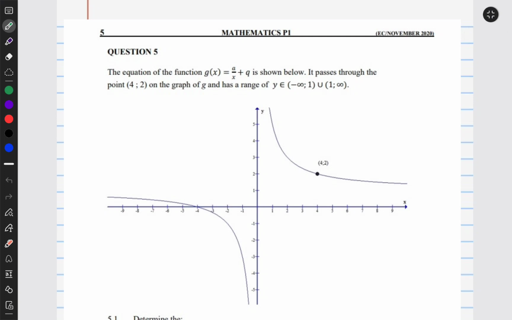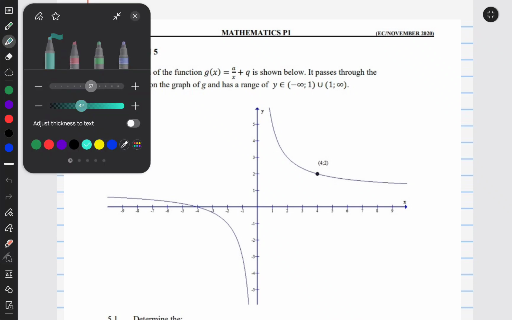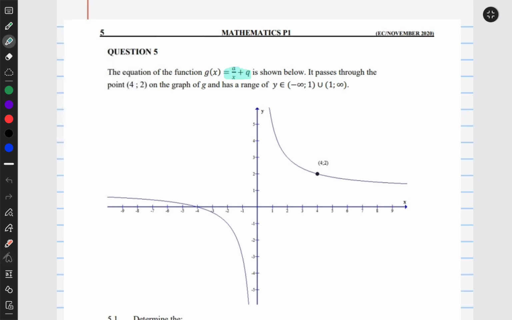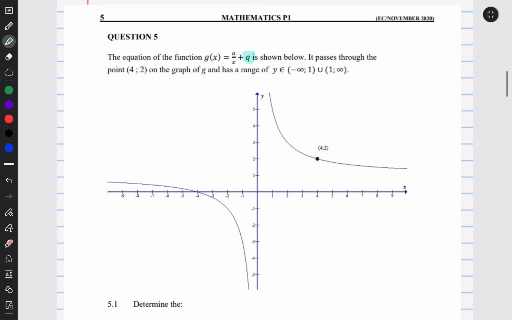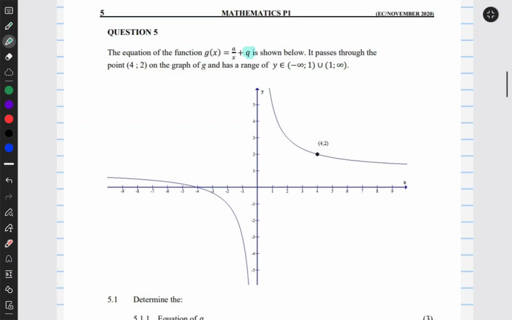So the equation of the function g at x is equal to a over x plus q. We are familiar with that equation. We are seeing x in the denominator there. What does that represent for us? It represents a hyperbola. And then the value of q is the horizontal asymptote, the value that our function doesn't touch. It just approaches, but it never touches.